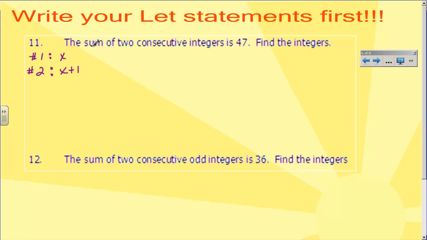So now it says the sum of these is going to be 47. That means if I add them up, x plus x plus 1 equals 47. And I'm supposed to find out what the two numbers are. Combine like terms like we did yesterday, and you solve this. I'll let you finish that one. We'll talk about the answer tomorrow.